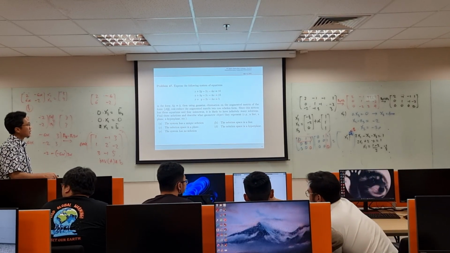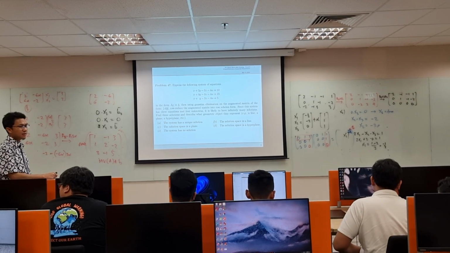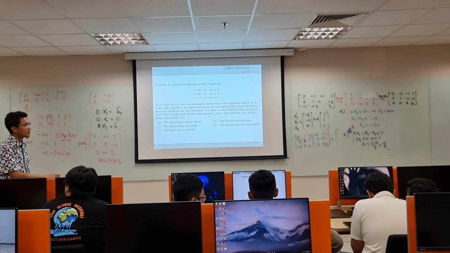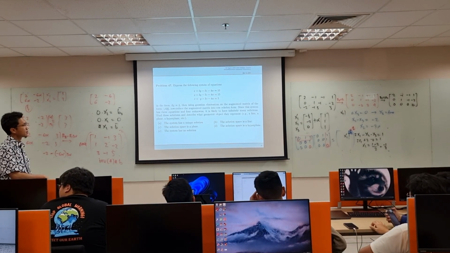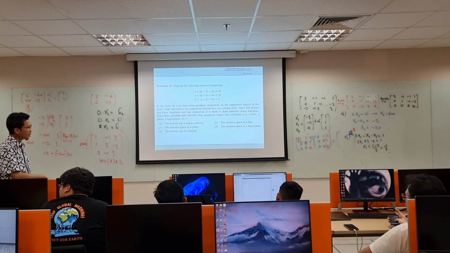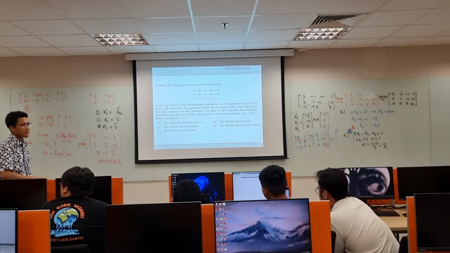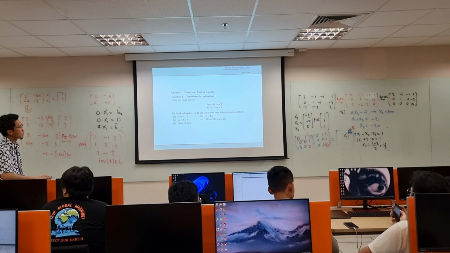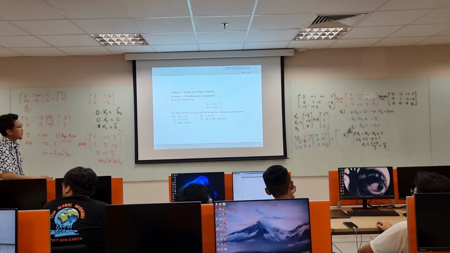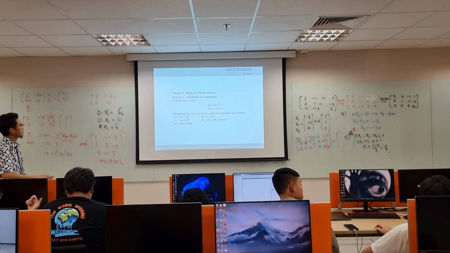Okay, this one the same thing. You check whether it has inverse or not. If it has inverse, solution unique. If it is not, it can be line, hyperplane, plane, or no solution. And this one is the same with that. Same thing.